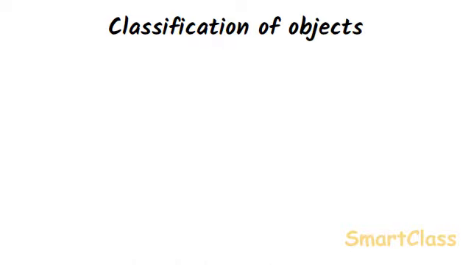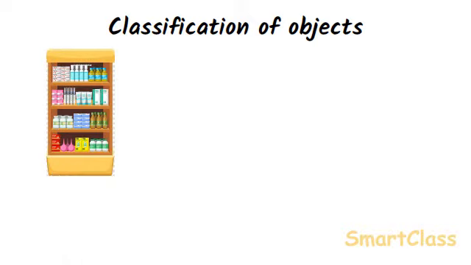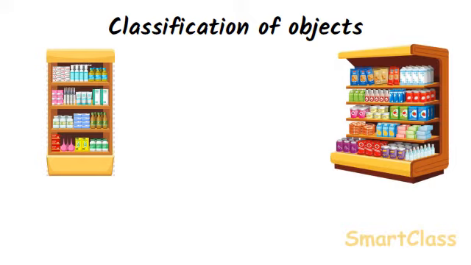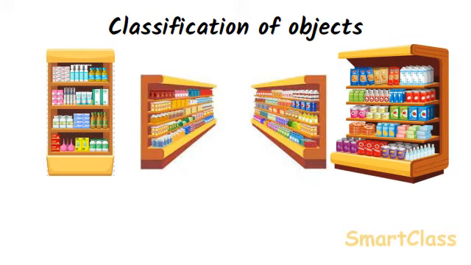Classification of objects. If we visit a mall or a provision store, we will see the various objects being sold in the store are arranged in groups on shelves. For example, all kinds of soaps are placed together at one place, and all kinds of biscuits are placed together at another place. Similarly, all the other objects like spices, dry fruits, toothbrush, etc. are placed together at their respective places. Thus, the sorting of objects into groups with each group having its own characteristic properties is called classification of objects.